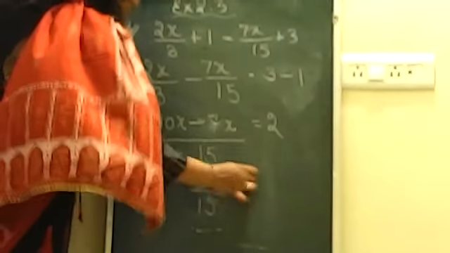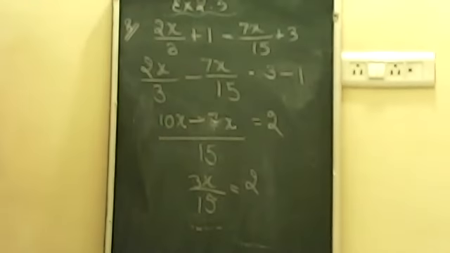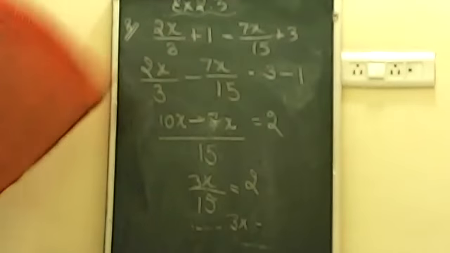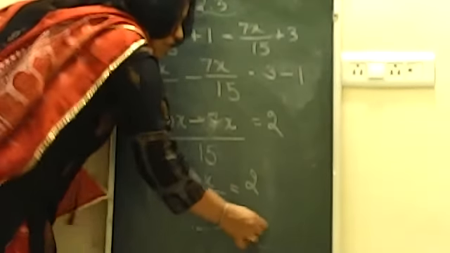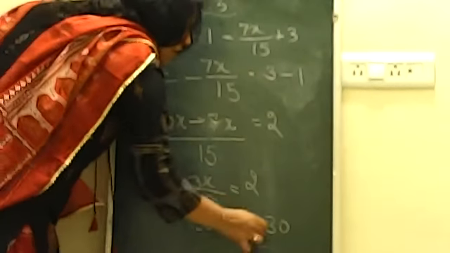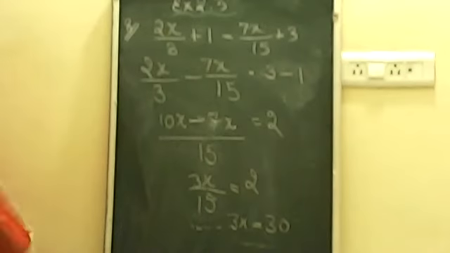3x by 15 is equal to only 2. Now just solve it further. 3x will keep it here only. And this 2 into 15, 15 will go to the other side, so it will give you 15 into 2, which will give us 30. 15 will go across in multiplication.